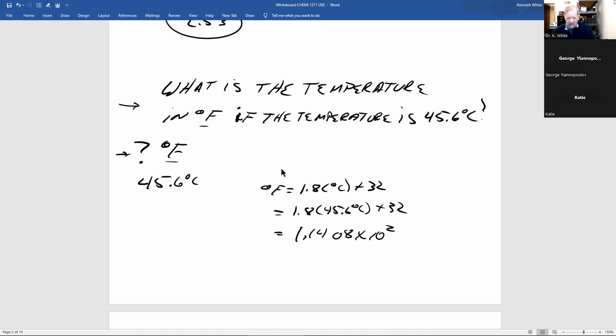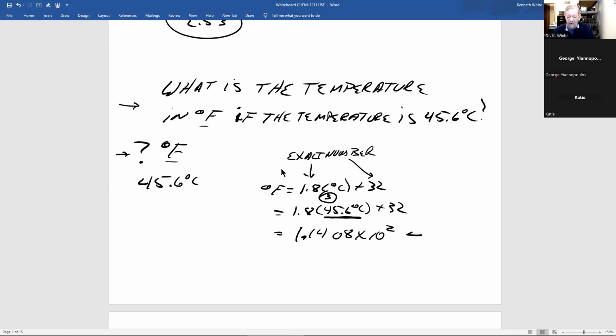Now, watch closely. In this formula, 1.8 is an exact number. 32 is also an exact number. So they play no role in determining how many significant figures your answer should have. But what does have significant figures is this temperature. How many? All non-zero numbers are significant: 3. This is the only number you use in this calculation to determine how many significant figures your answer has. In this case, it's 3.